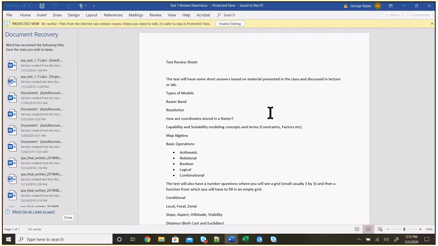So basically, the test is going to have some short answers. In other words, there's going to be a question and you're going to put an answer down. Some of that is going to include drawing a diagram, so you'll have to understand, for example from today, the whole process that goes into calculating a watershed.